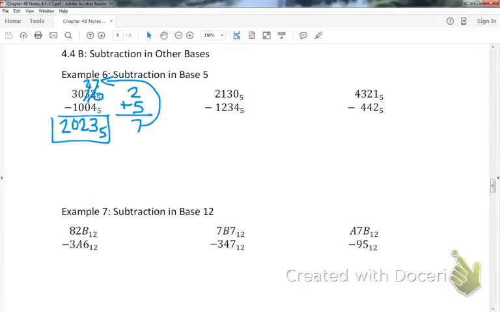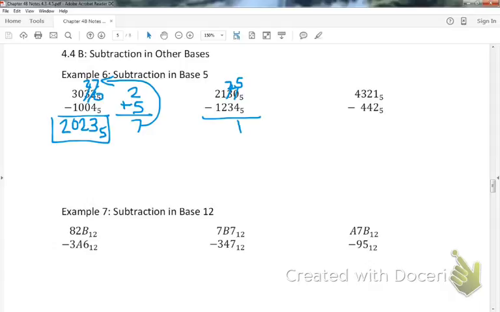Okay, so if we look at this next example, 2130 in base 5, and we're subtracting 1234 in base 5. Again, in that first column, we don't have enough in the top to subtract the 4 from the bottom, so we're going to borrow. So the 3 becomes a 2. Now the 0 is going to become a 5. So now I have 5 minus 4, which just gives me 1.